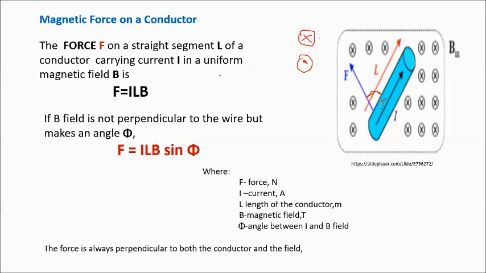Okay. So, to compute for that magnetic force, we have F equals ILB sine of theta, where F is force, I is current, L is the length of the conductor, and B is the magnetic field. And the angle is between the I and B field. Again, F is always perpendicular, at 90 degrees to the conductor and the magnetic field.